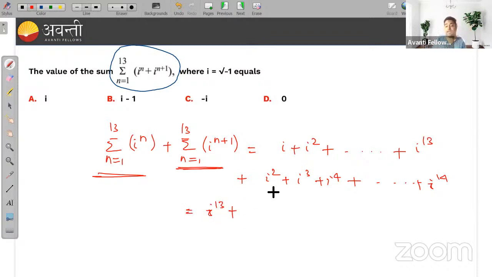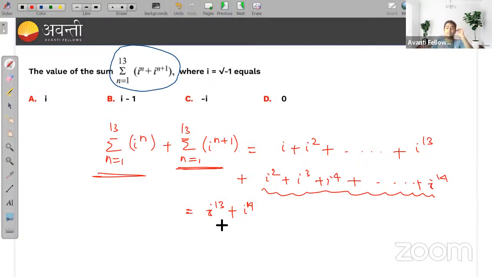Okay. So in the second series, after adding all those terms, what are you getting? We know the sum of 4 consecutive powers of iota is 0. Is that clear to everyone? Similarly, here we can say i square plus i cube plus i to the power 4 plus i to the power 5 gives you 0. Then start from i to the power 6, i to the power 7 plus i to the power 8 plus i to the power 9 is 0. Then i to the power 10 plus i to the power 11 plus i to the power 12 plus i to the power 13 gives you 0. So only one term we are having in the second series, that is i to the power 14.